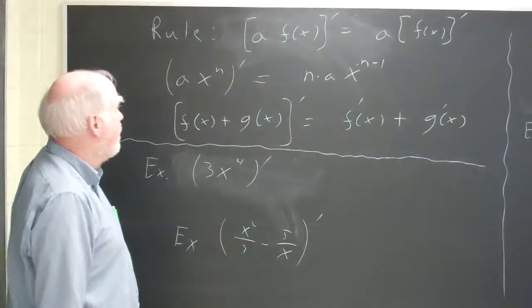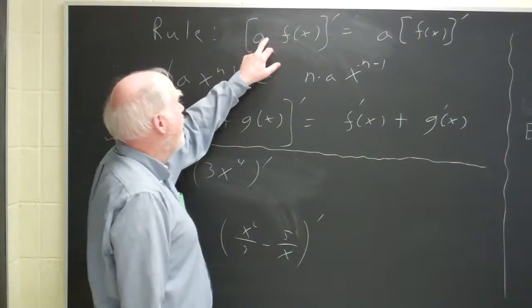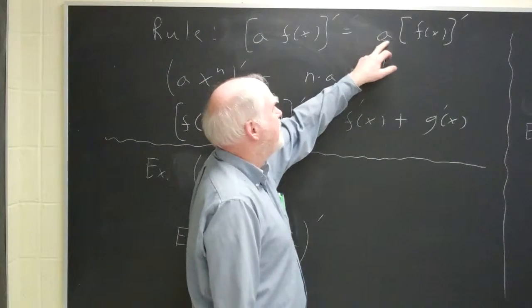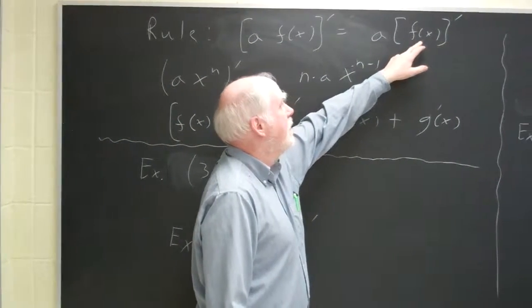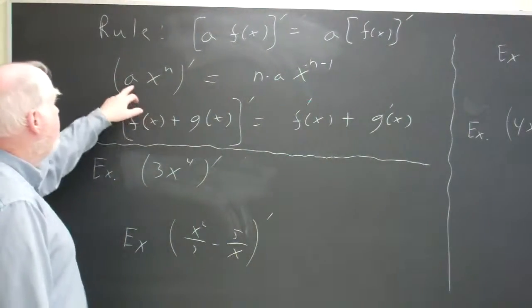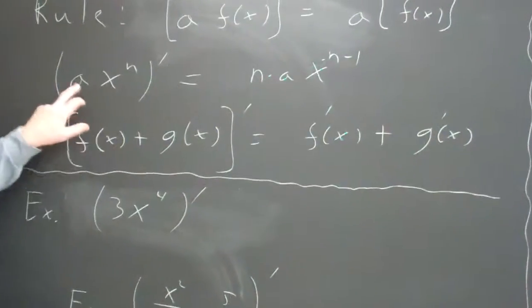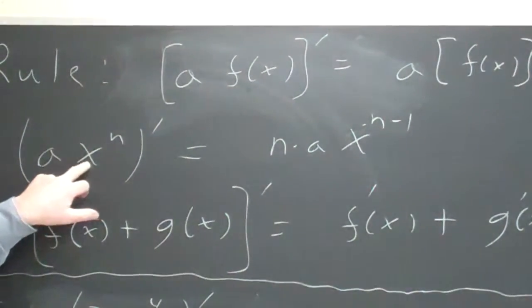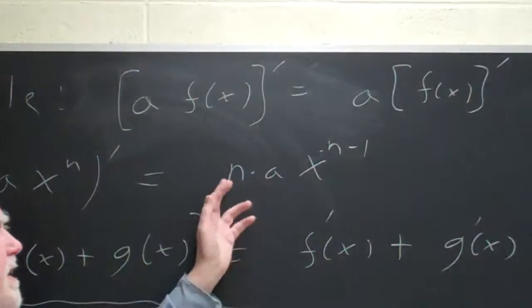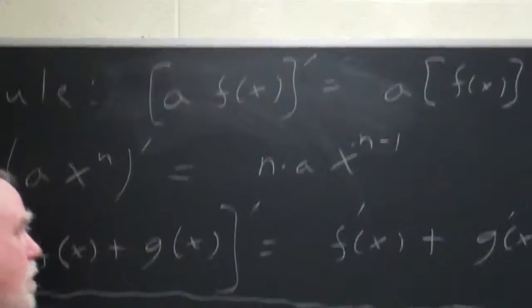Okay, here we're going to look at a couple more rules. One, if you have a constant times a function and you're taking the derivative, you can pull the constant out and just worry about taking the derivative of the function and then multiplying it by the constant afterwards. In particular, if you have a times x to the n, you can just bring the n out front and lower it 1, and there you have it. It's n times a times x to the n minus 1.